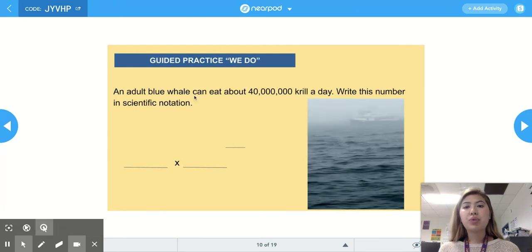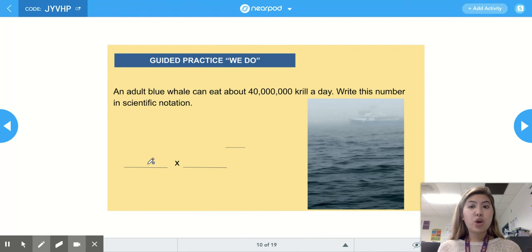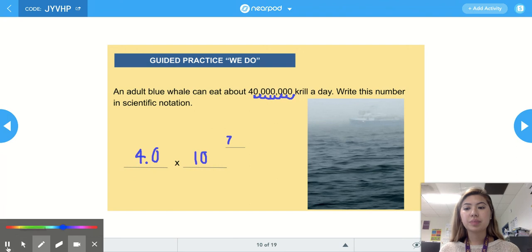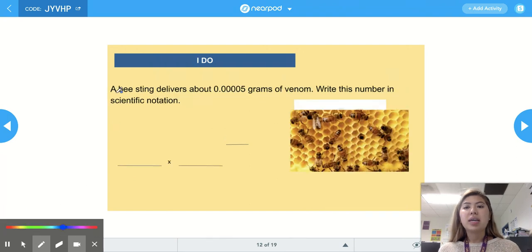This we do problem reads, an adult blue whale can eat about 40 million krill a day. Write this number in scientific notation. So our first step is to make a coefficient that's in between 1 and 10. So I'm going to put the decimal point in between the 4 and the 0. So it becomes 4.0, which can just be simplified to 4 times 10. We're moving our decimal point to the right all the way to the end of the number. So 1, 2, 3, 4, 5, 6, 7. So that means that 40 million in scientific notation is 4.0, or just 4, times 10 to the power of 7.